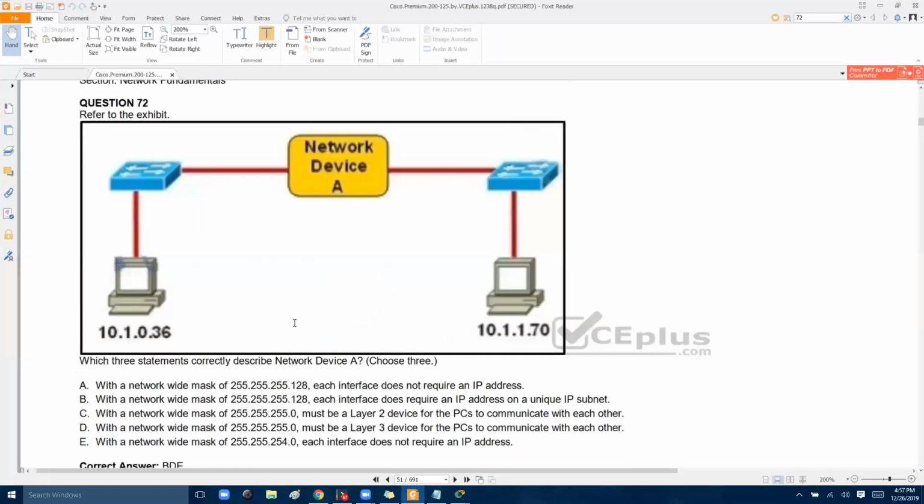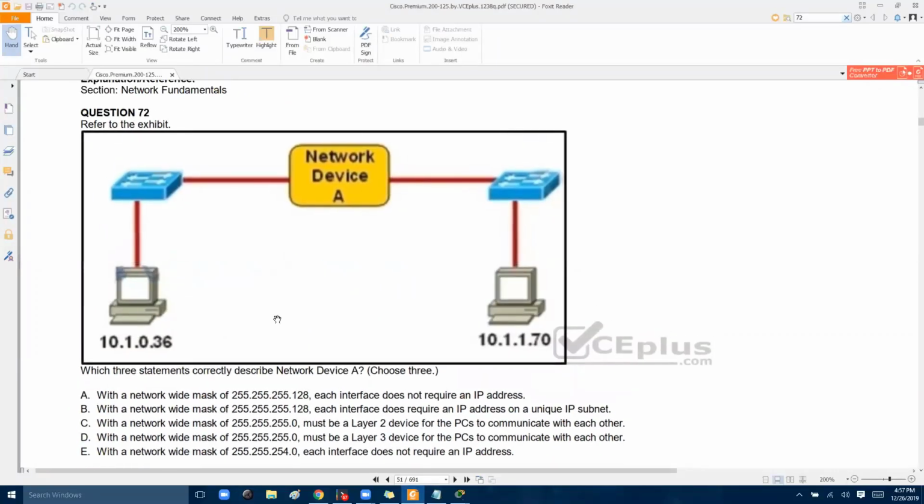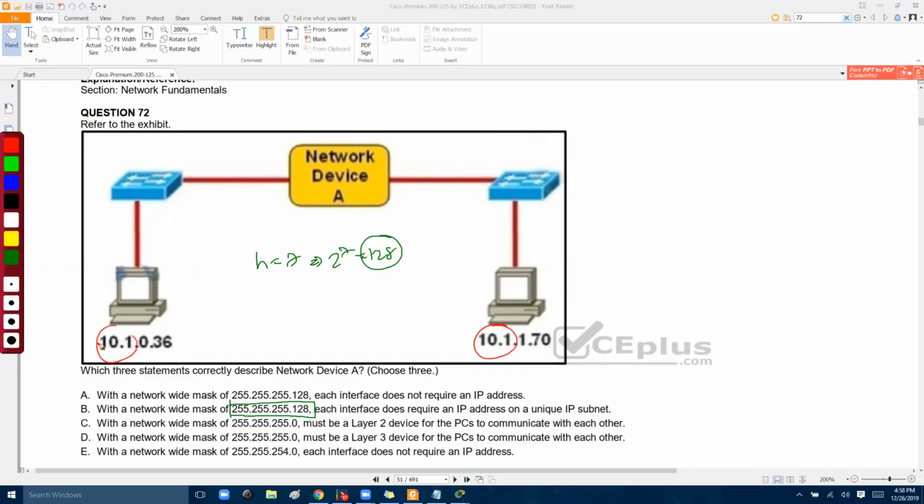And coming to the second option, if I use this subnet mask, the same 255.255.255.128, 128 means the host bits are 7, which means 2 to the power of 7, a range of 128. Of course, these are different subnets. You can see this is 10.0, this is 10.1 with /25, right? That is /25. They are in different subnets, so each interface does require an IP address with a unique IP subnet. So this device requires an IP address on both sides. So that option is correct.